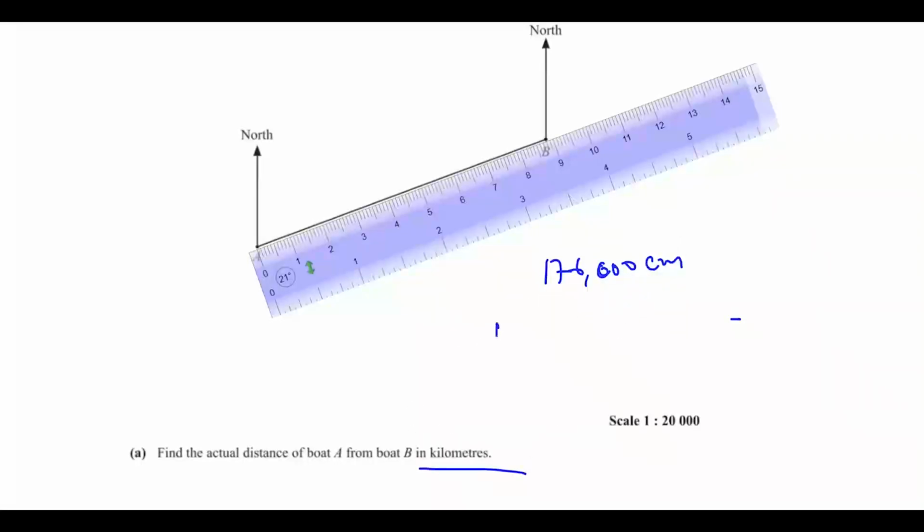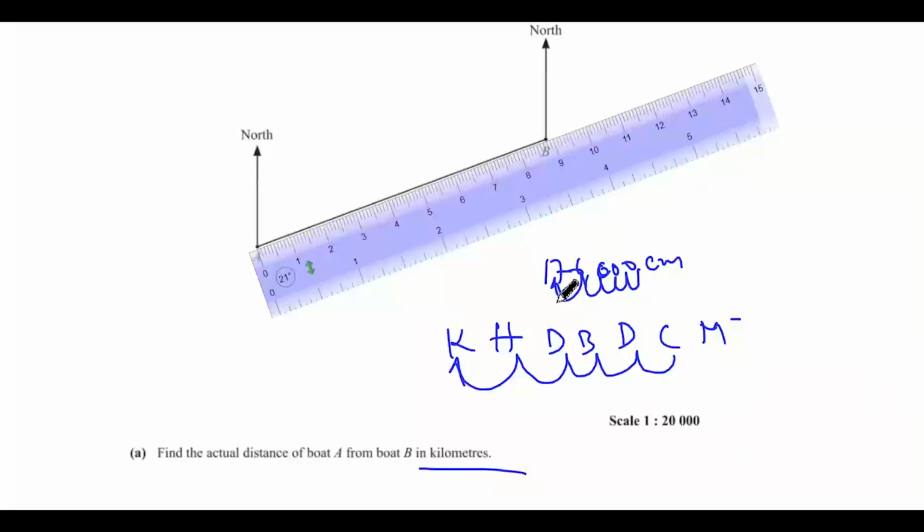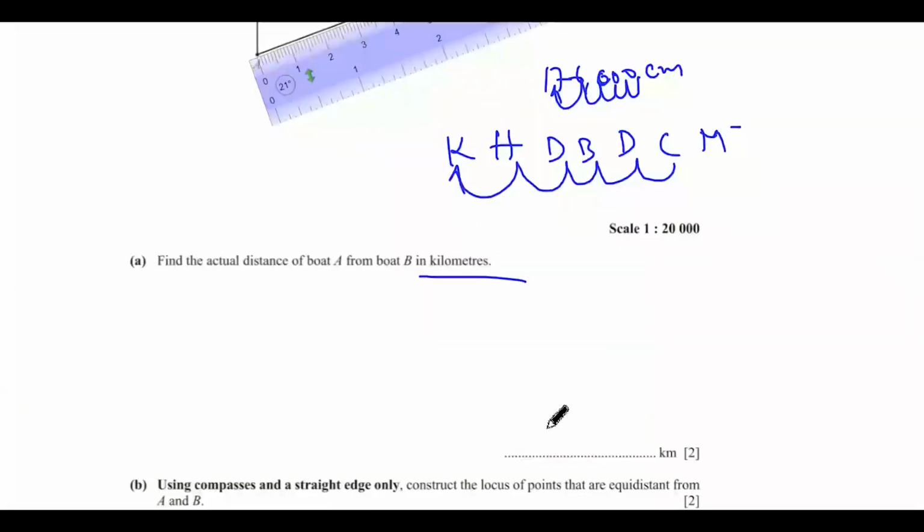But we are asked to leave the answer in kilometers. So following this acronym, King Henry died by drinking chocolate milk, we want to convert centimeters to kilometers. That will be moving backward 1, 2, 3, 4, 5 times. So this is the decimal point here. So that will be 1, 2, 3, 4, and 5. So that will be 1.76 kilometers.